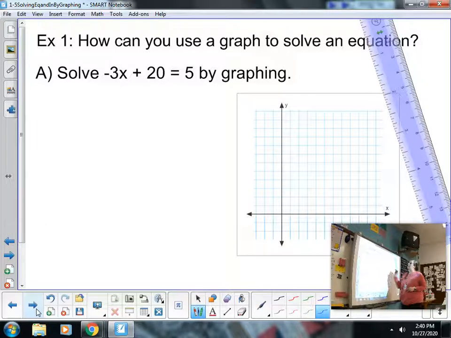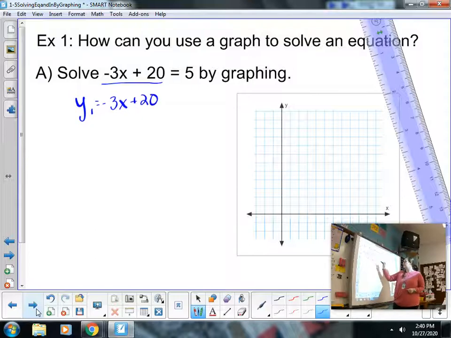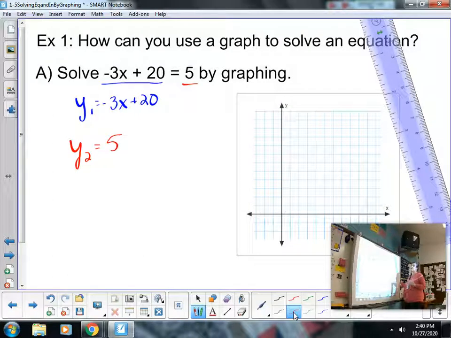You want to take the left side of your equation and make that your y1. The right side of your equation, we're going to let equal our y2. I'm going to graph both of those equations, and wherever they meet, that is going to be my solution.